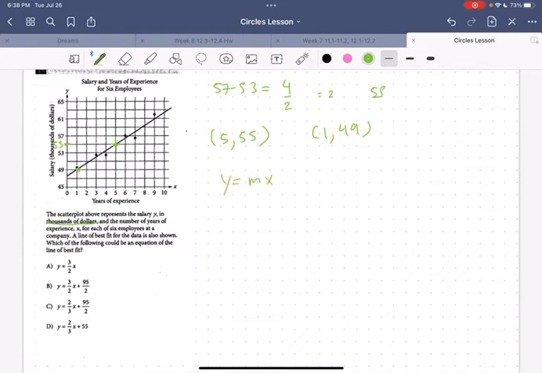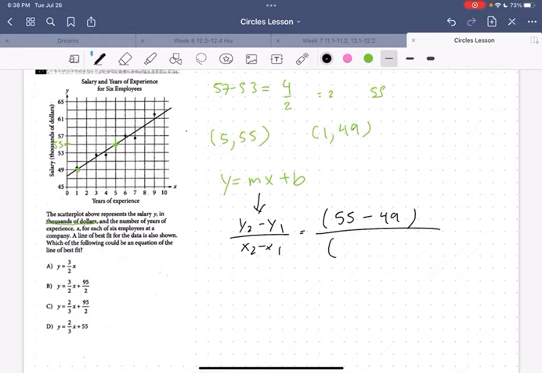Now, knowing that this is a linear line, a straight line, I know I'm going to have to use the y = mx + b formula. Let's start by looking for the slope. The slope formula is (y2 minus y1) over (x2 minus x1). So plugging that in, you get y2, 55, minus y1, 49, over x2, 5, minus x1, negative 1. So you get 6 over 4. Roughly 3 over 2, or roughly 1.5. That is going to be your slope.